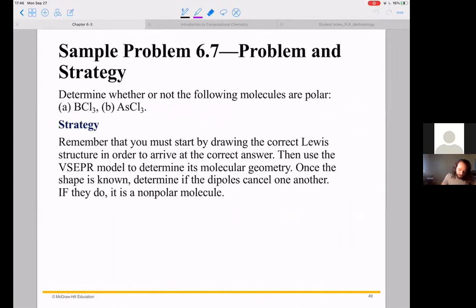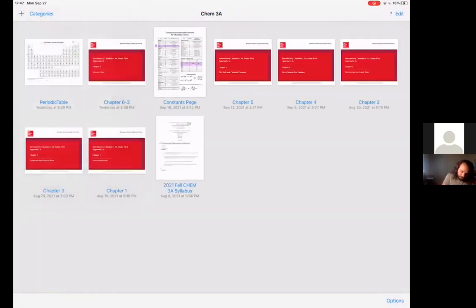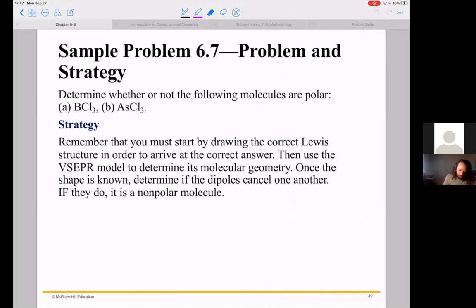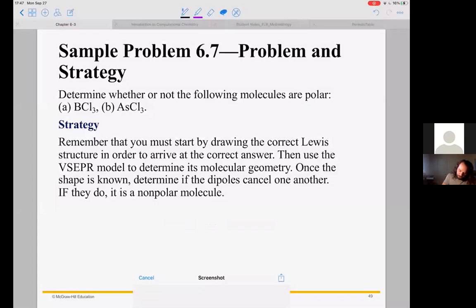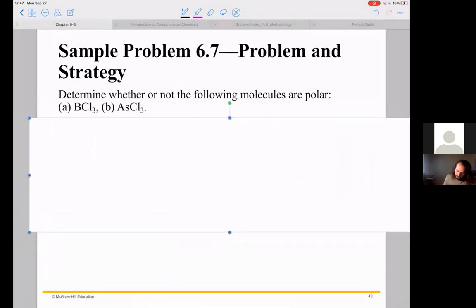Okay, so let's do these with these two examples here, boron trichloride and arsenic trichloride. What I'm actually going to have to do is make sure to have a periodic table handy. All right, so step one is going to be to draw the Lewis dot structure of these two compounds. So first I'm going to make some space for myself.